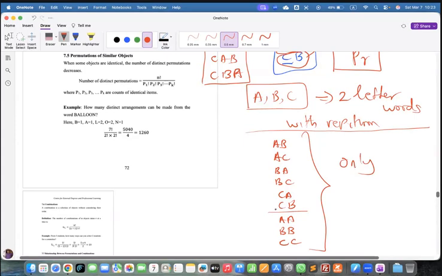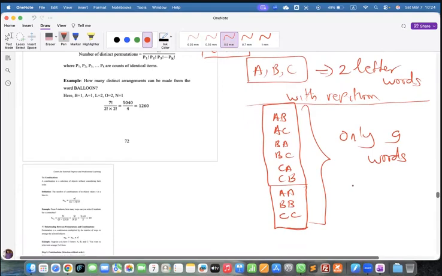So the question is, you have three objects A, B, C. You need to choose two objects and create two-letter words, right? Without repetition, the equation is nPr. With repetition, you have a specific equation. Before I explain the equation, I am telling you all the possible two-letter words, including repetitions. Altogether we have 9 two-letter words, right? So how can we make the equation?